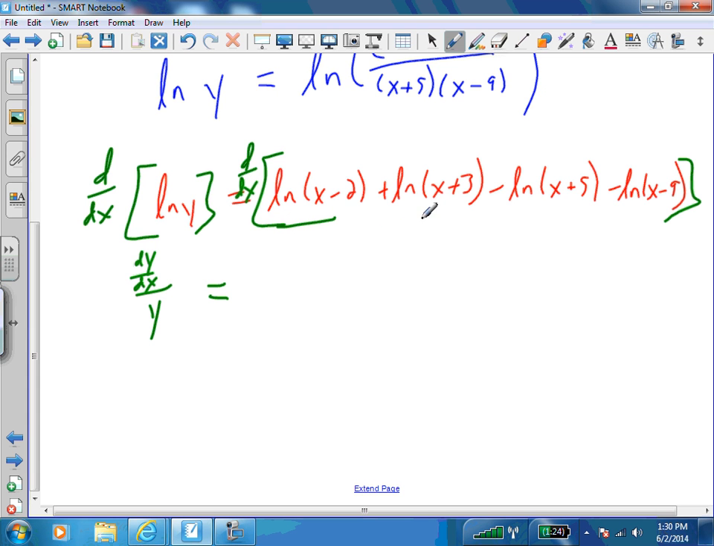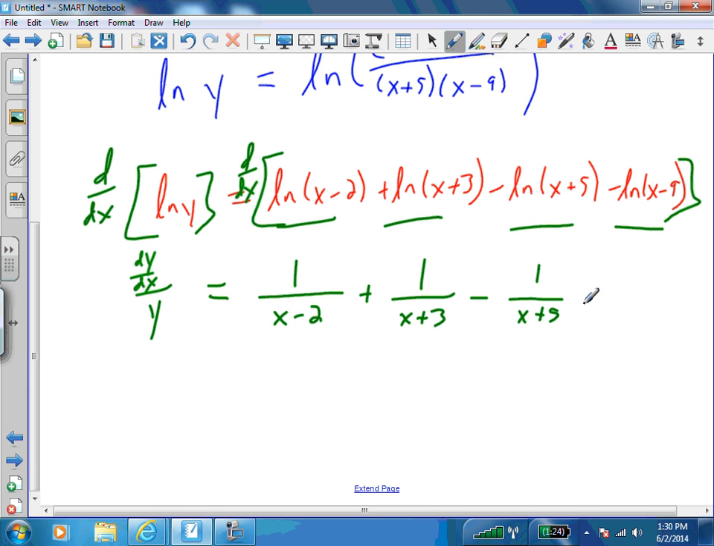On the right side, we have 4 different terms. We take the derivative of each one. The derivative of that first term, our u is x minus 2. What's the derivative of x minus 2? 1. Our u is x plus 3 on the next one. The derivative of x plus 3. X plus 5 on bottom for the next one. 1 on top. X minus 9 on bottom. 1 on top.